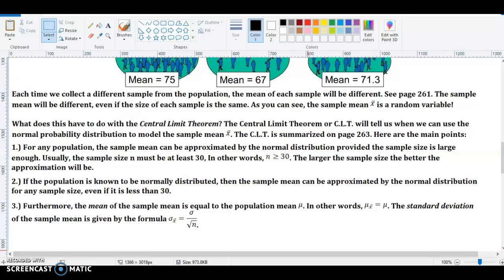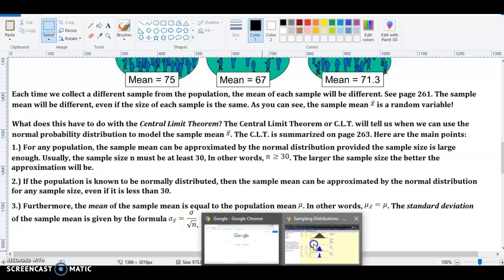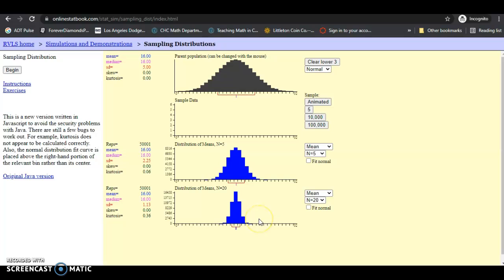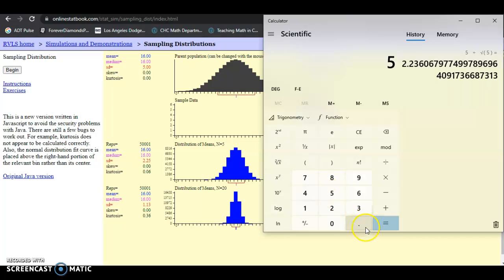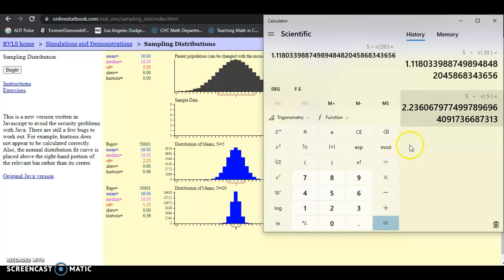Once again, according to the formula, it's equal to the population standard deviation divided by the square root of the sample size. So for samples of size 20, we should expect that the standard deviation of the sample means is equal to the standard deviation of the population divided by the square root of the sample size, which is 20. So we're going to take our population standard deviation, which is 5.00, and divide it by the square root of 20, and let's see what that gives us.